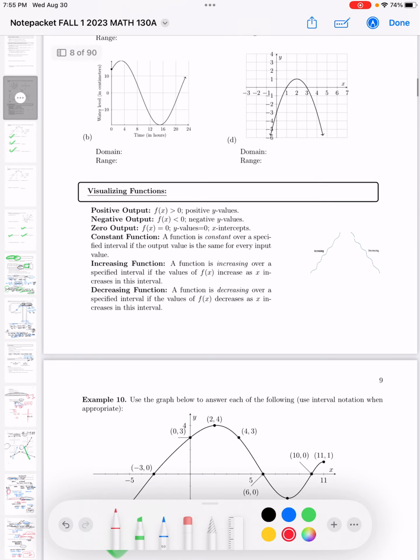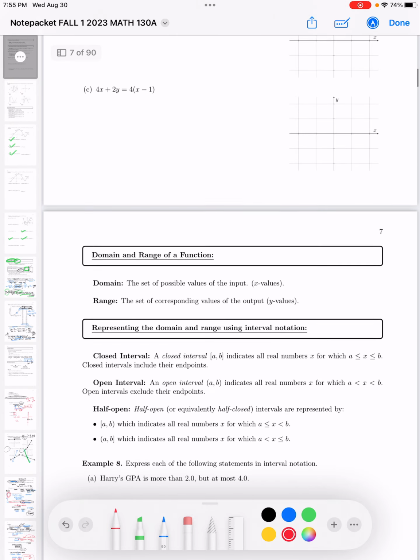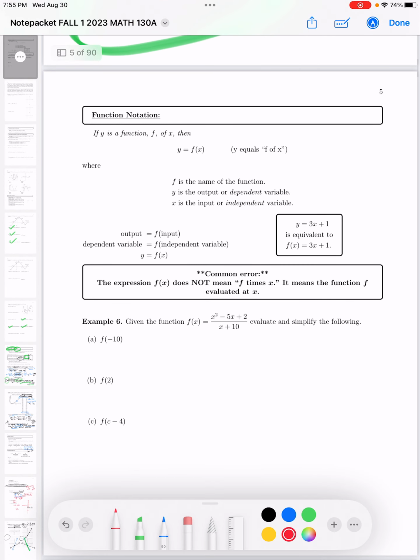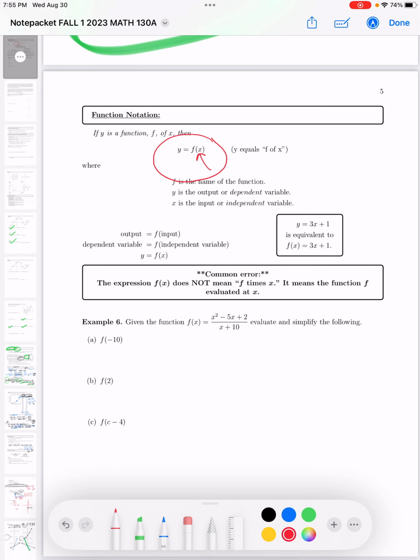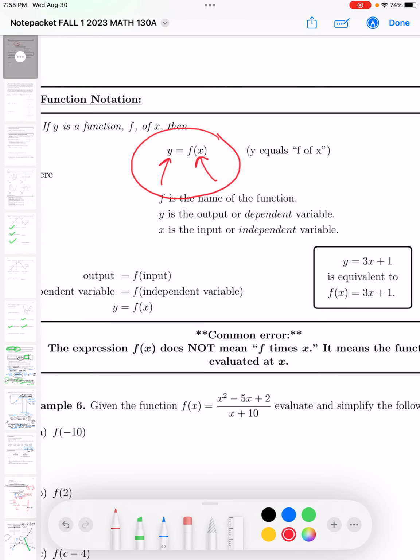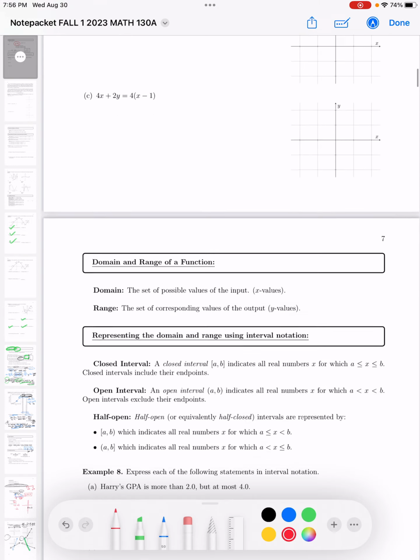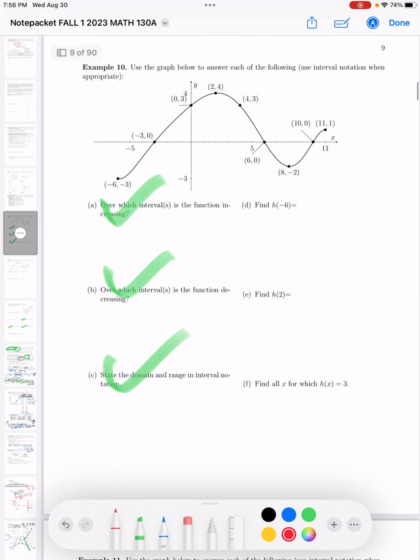Thinking back to our function notation, I'm just going to take us back a little bit. We looked at function notation. What's inside the parentheses is x, and what's on the other side of the equal sign is y. I'm going to keep that in mind when I work these problems.